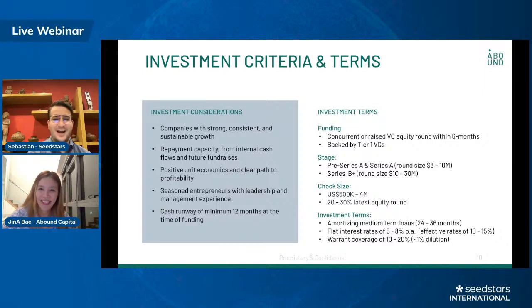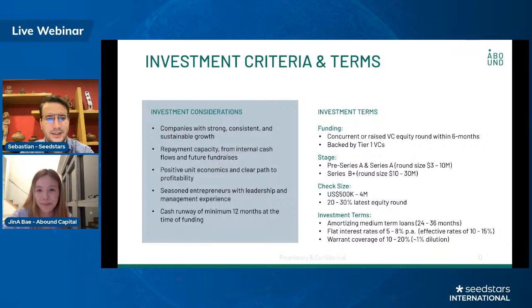Fantastic. Thank you, Gina. I really appreciate the insights you shared. I think this is a very clear and practical guide on venture debt. So thank you for that. And if we have any questions from the audience, please feel free to put them in the chat. We'll be monitoring it and asking not only now, but also in the Q&A session at the end with both panelists.